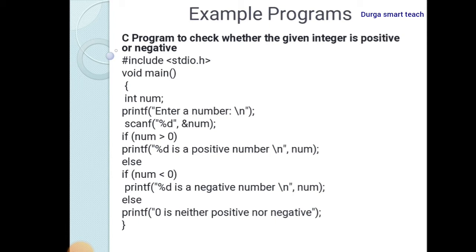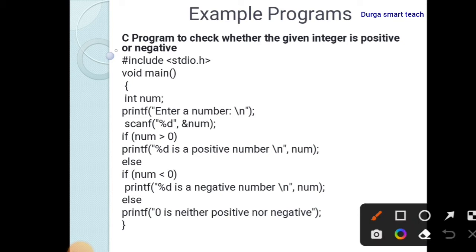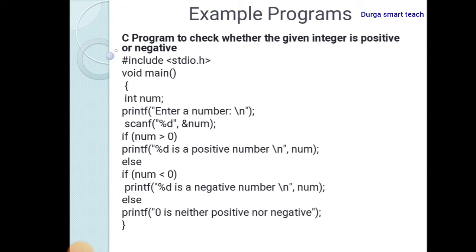We all know that if the given number is greater than 0, that will be a positive integer, that will be a positive number. When the given number is less than 0, that means the given number is a negative value, okay. So let's see the program.